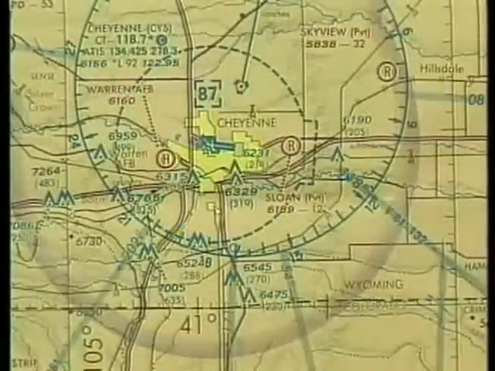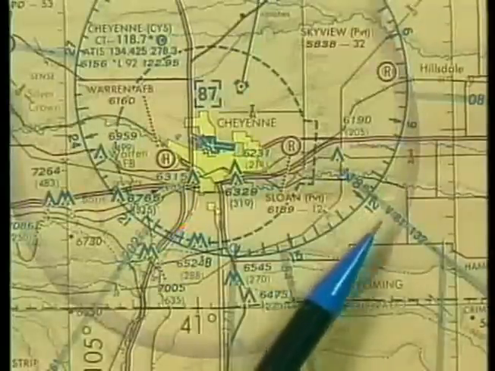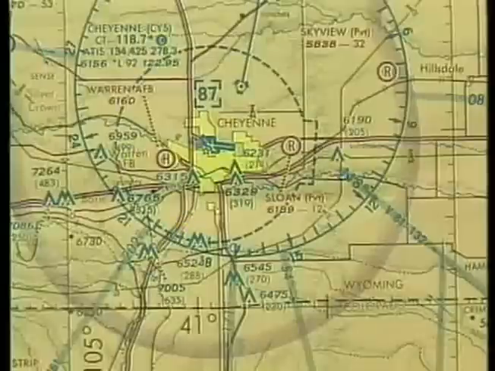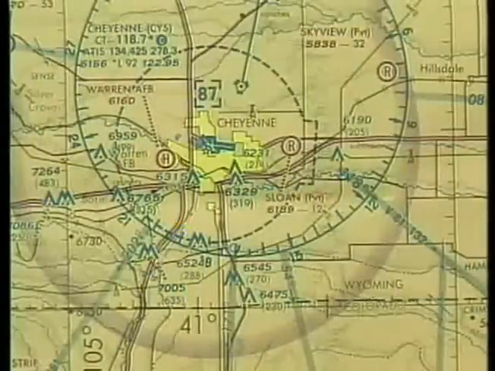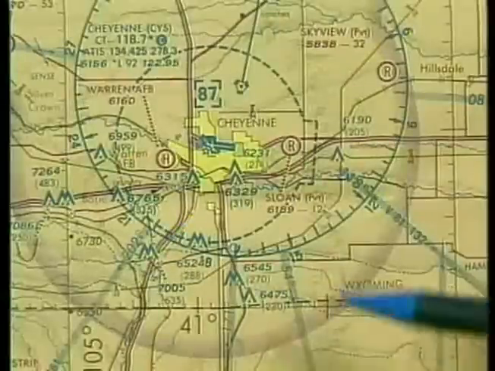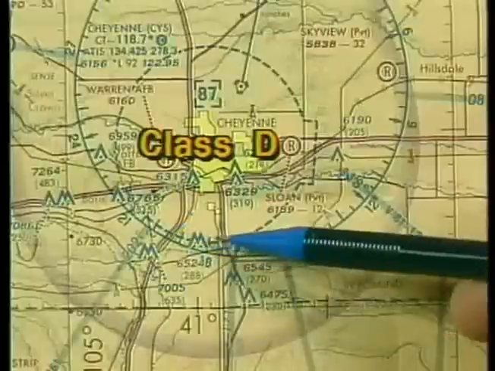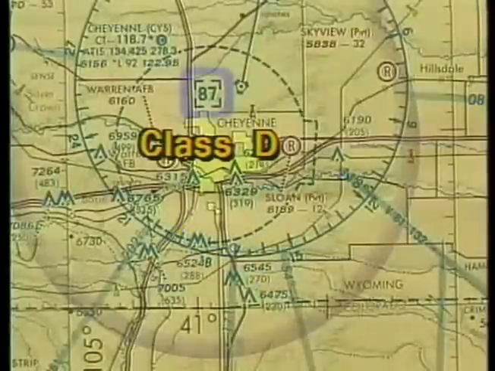Another type of Class E airspace is a federal airway, commonly referred to as a Victor airway. The center line of an airway is marked in blue on sectional charts. Several other types of controlled airspace are also depicted on sectional charts. These include Class D airspace with its lateral limits appearing as blue dashed lines and its vertical limit indicated in hundreds of feet.